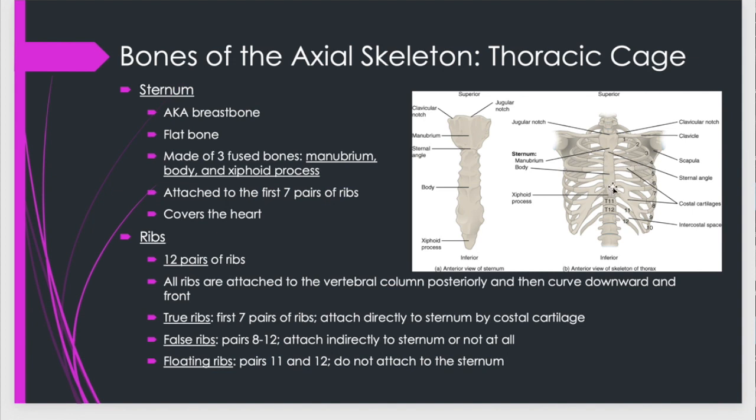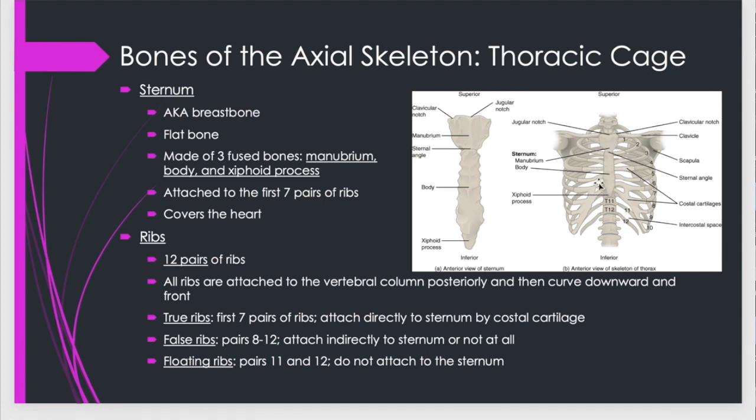You have 12 pairs, so 24 ribs altogether. And they are going to come out from the back. They're going to be attached to the thoracic vertebrae in the back, and then they're going to curve around downward in the back and then curve back up in the front.